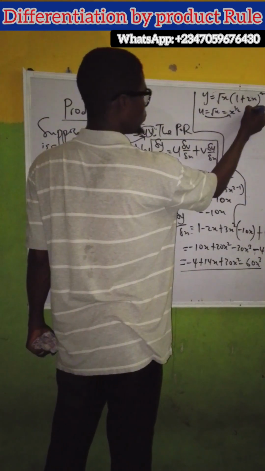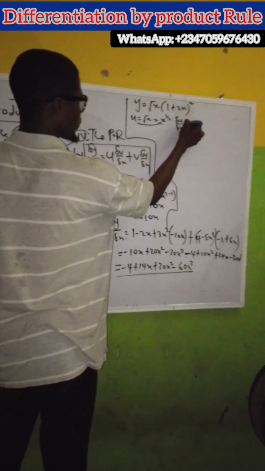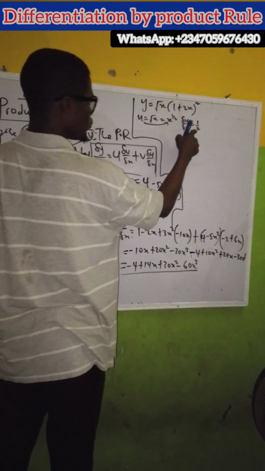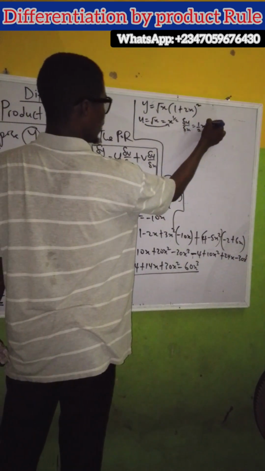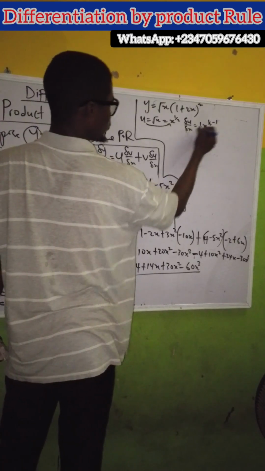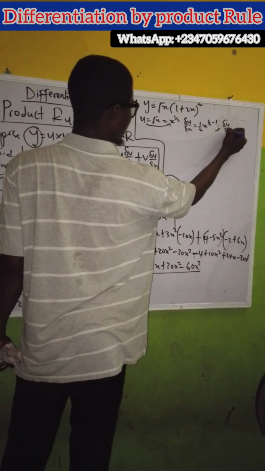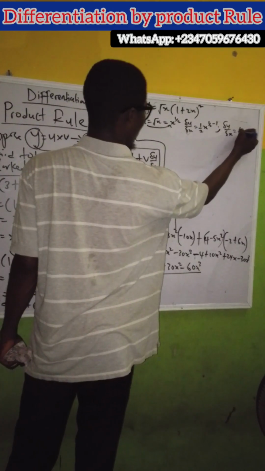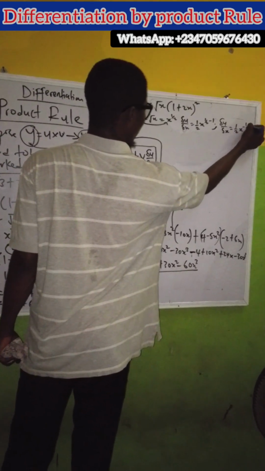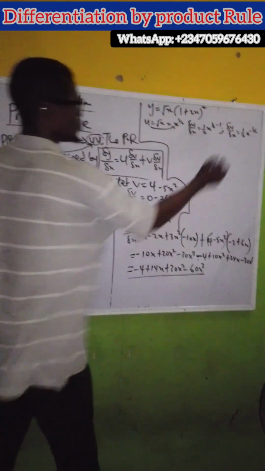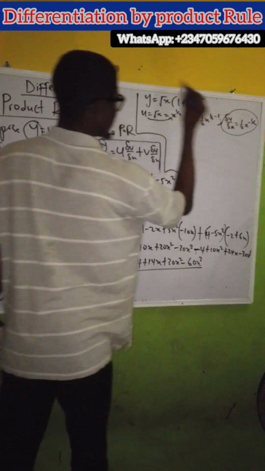So du over dx will be 1 over 2, x to the power half minus 1, right? So at the end of the day, du over dx will give us half x to the power minus 1 over 2. Alright, so take notes. So we've gotten this guy.